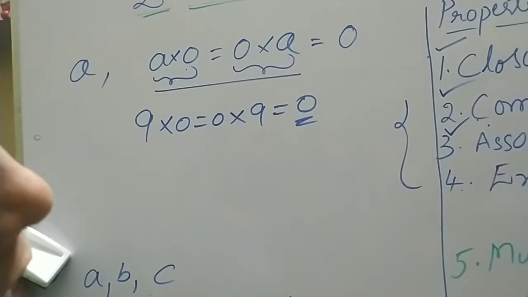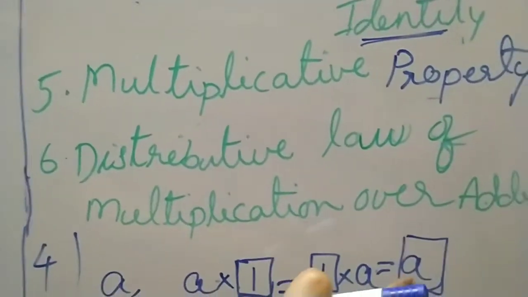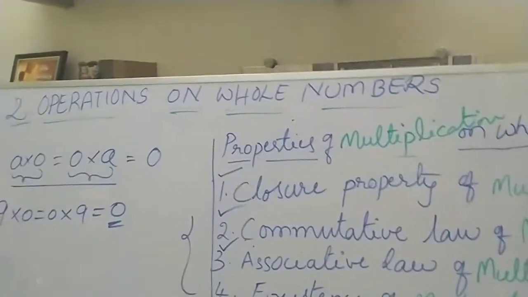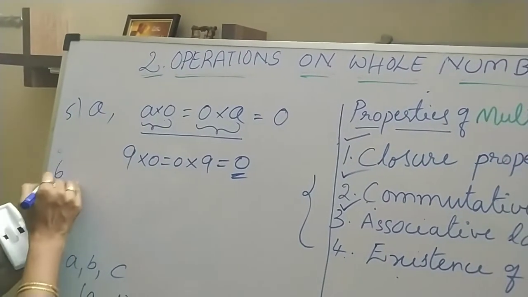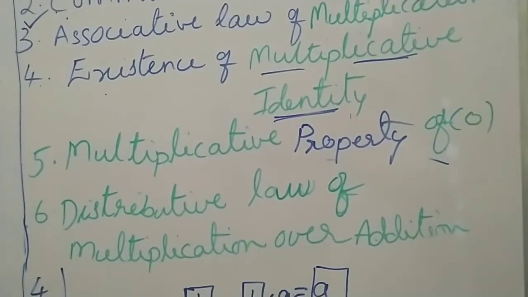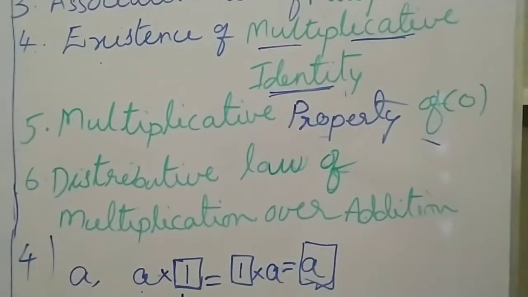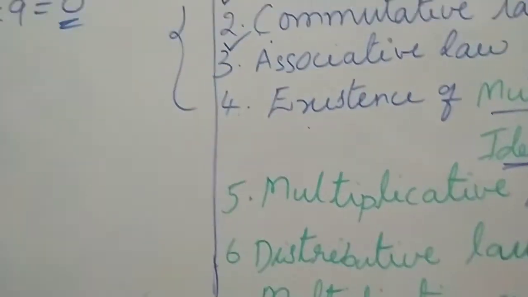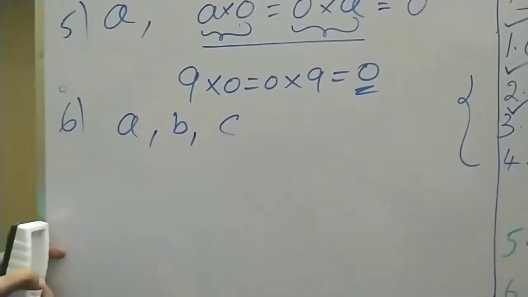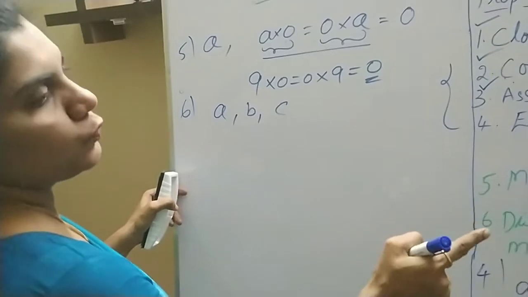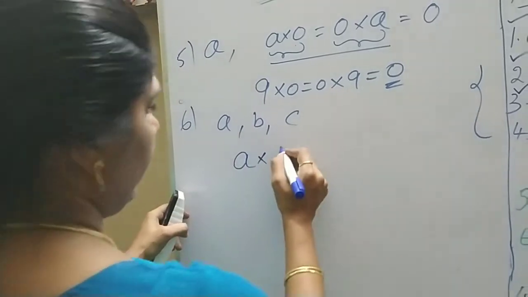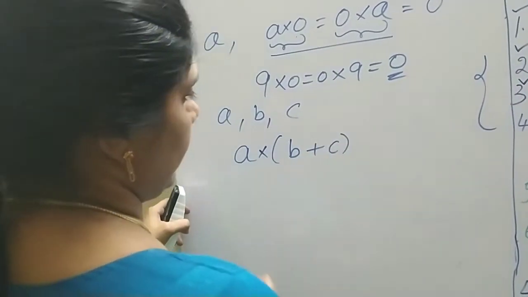So if you multiply with 1, you will get that number only. If you multiply with 0, you get 0 only. Okay. So this is your fifth one. Now the sixth one. What is that one? Distributive law of multiplication over addition. Here, along with multiplication, we are doing addition also. I am taking three whole numbers A, B, C. What is distributive law of multiplication over addition? I am multiplying with A. Here I am taking B plus C.